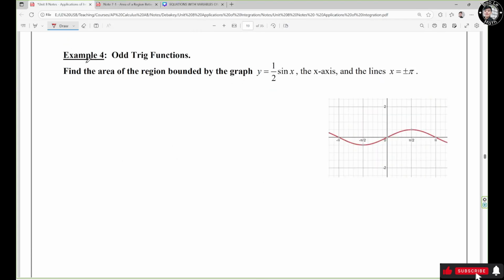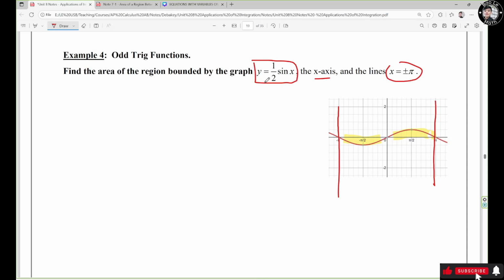Now let's move on to example number 4. Find the area of the region bounded by the graph y equals 1/2 sine s, the x-axis, and the lines s equals plus and minus pi. Minus pi is right here. Plus pi is right here. And the area should be these regions right here. Observe that this is symmetric about the origin, and this is an odd function. The answer must be 0.